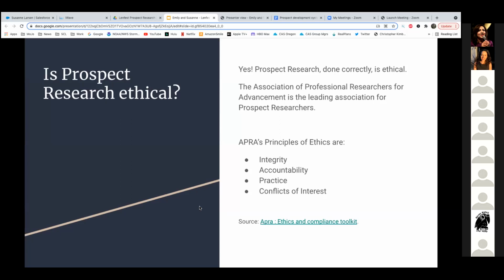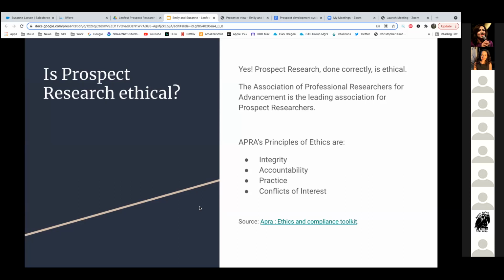Our next one is practice. You want to make sure your work is as accurate as possible. We're dealing with data here, so we want to make sure that it's accurate and true. And we're only taking that data that's appropriate to the fundraising process. And we want to protect the confidentiality of all personal information at all times.